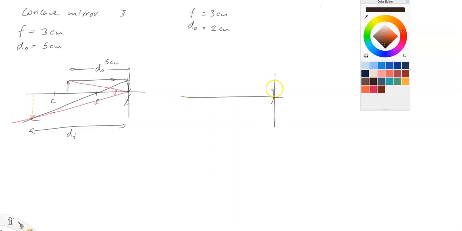Mirror, F, an object is over here. Okay, here comes a parallel ray, reflects.